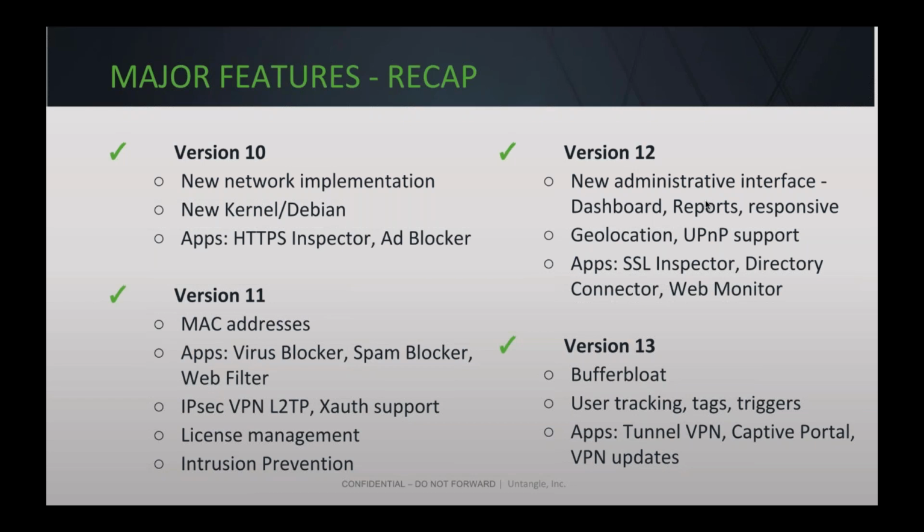For version 11, we added the ability to see and filter by MAC addresses. We added new applications. We added XAuth support. We added more license management and an intrusion prevention app. And then in version 12 and 13, we went even deeper into that with geolocation, UPnP. We broke out HTTPS inspector and SSL inspector because it sees everything on port 443 now. Directory connectors were added, and web monitor was added, which is our free HTTP monitor.